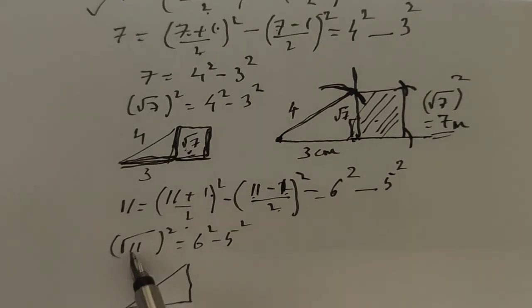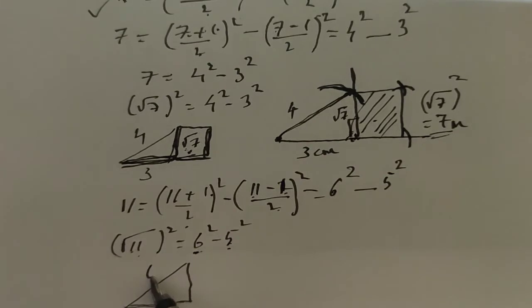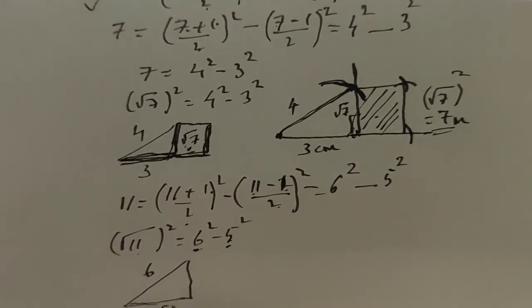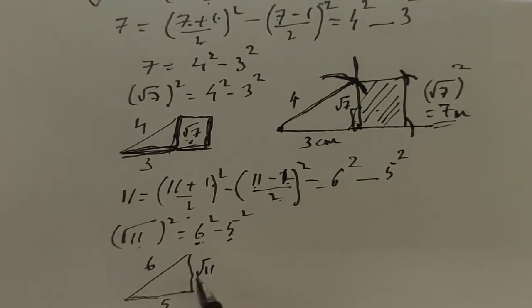You want to notice the biggest side is what? 6. 6 is the hypotenuse. Therefore, this equation is 6 square minus 5 square. Notice that 6 is the hypotenuse, so put a 6 here. And the remaining full side you want to put here, 5. And the radical sign, that is root 11. We don't know the value of root 11, so you get root 11 here. Then how is the construction?